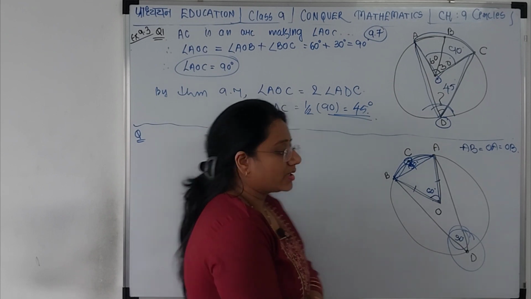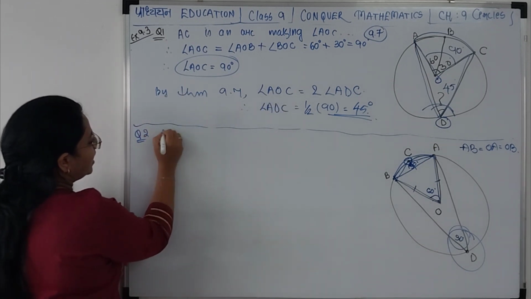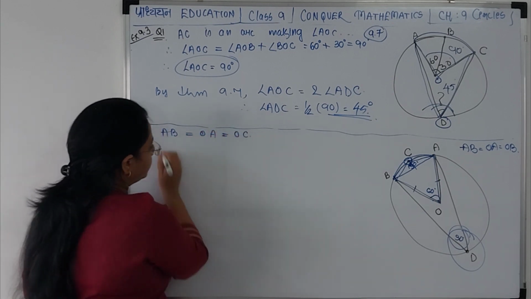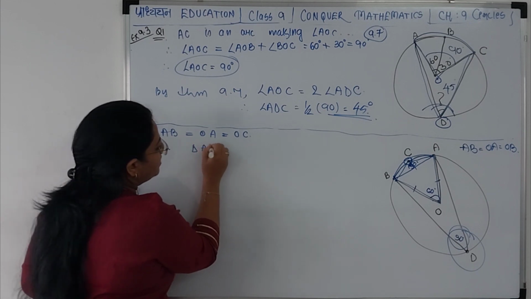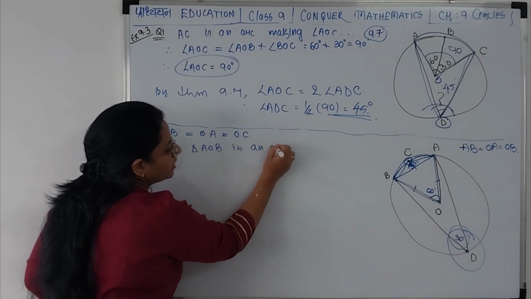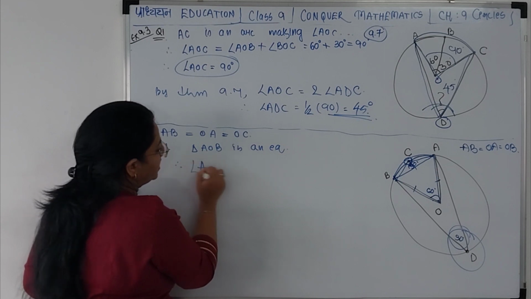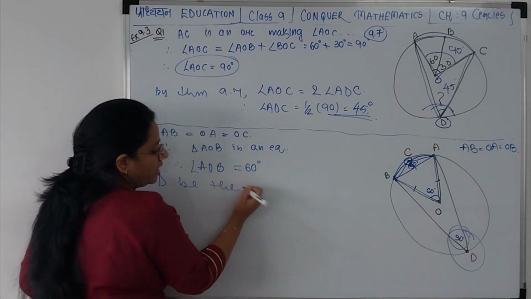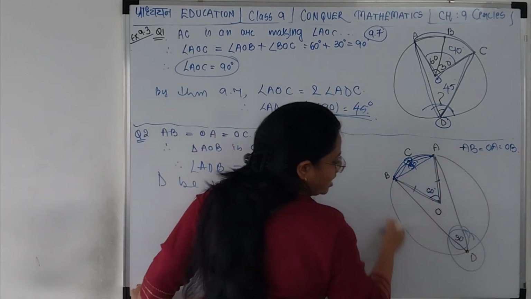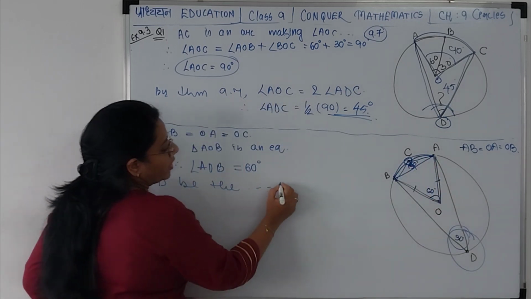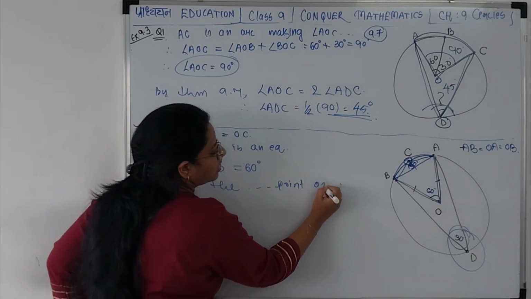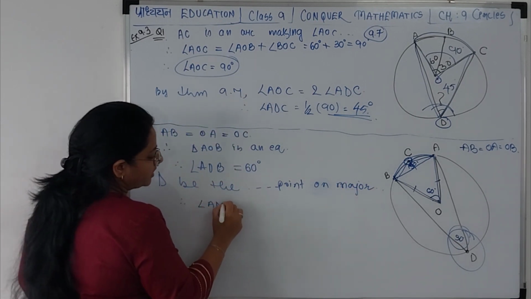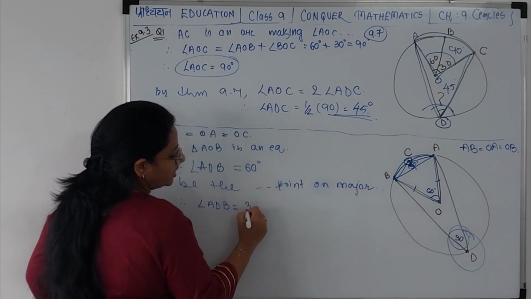Let's understand how to write it. Here we are given that AB is an arc of the circle such that AB is equal to OA is equal to OB. Therefore, triangle AOB is an equilateral triangle. Therefore, I have angle AOB equal to 60 degrees. Let D be the point on major arc. Major arc मतलब बड़ा हिस्सा. Okay. So let D be the point on major arc. Therefore, I can say angle ADB is half of angle AOB, that is 30 degrees.